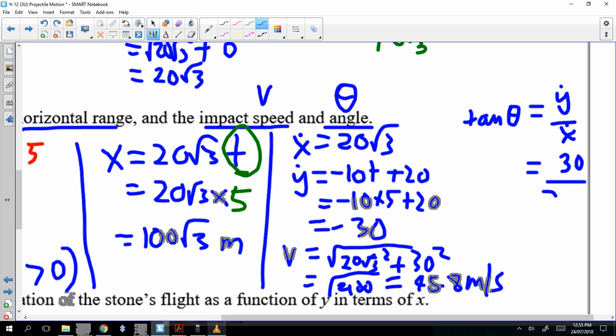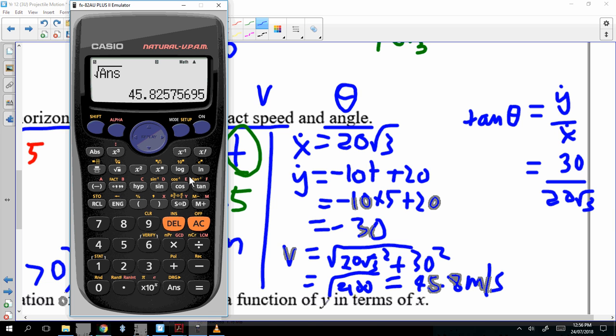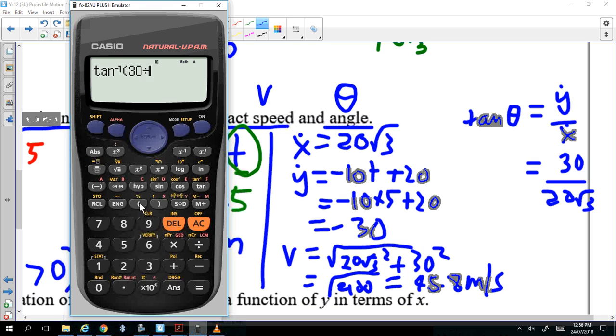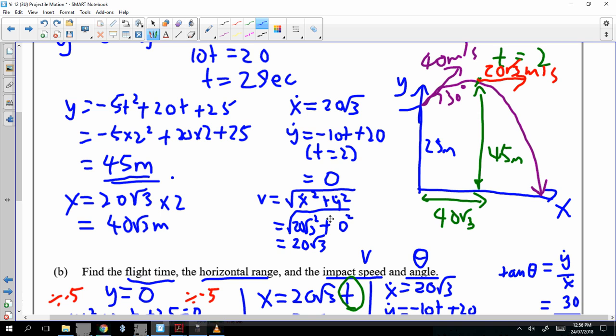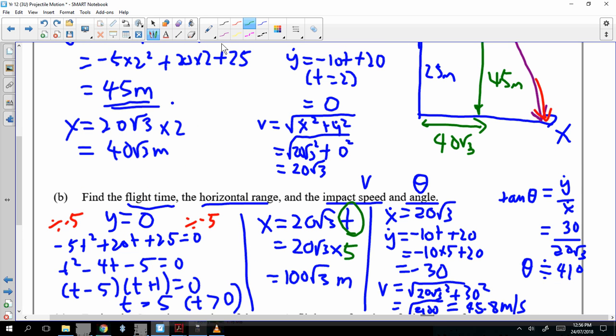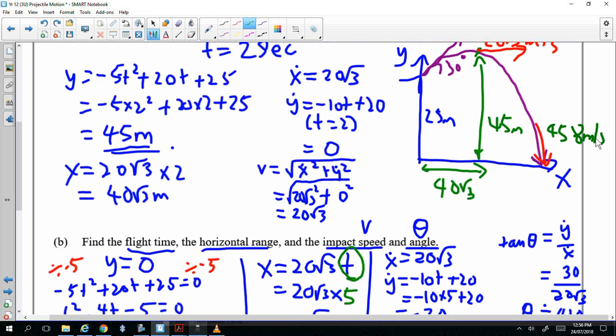Okay, so basically on your diagram, the angle it makes with the ground, the actual speed will be 45.8 meters per second with the angle of 41 degrees. So that's the impact angle. And then it has traveled a total distance of 100√3 meters. Okay, and it reached that point after 5 seconds. Alright, done. And then we're going to do the final thing, which is the Cartesian equation.